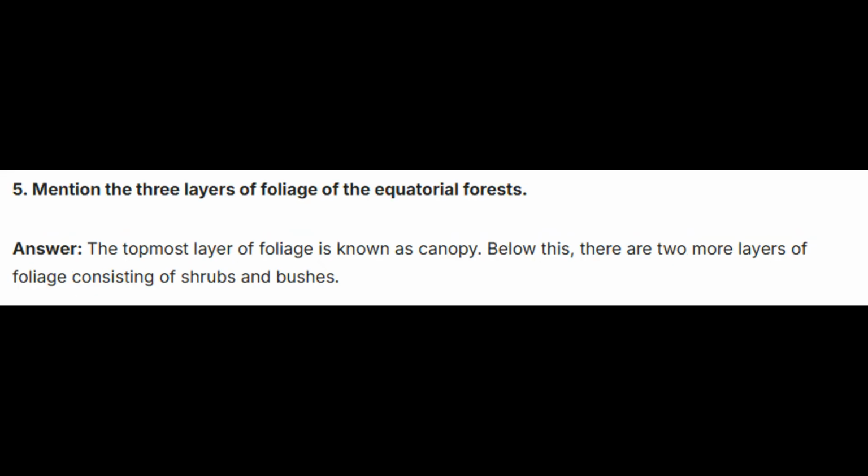Fifth, mention the three layers of foliage of the equatorial forest. Answer, the topmost layer of the foliage is known as canopy. Below this, there are two more layers of foliage consisting of shrubs and bushes.